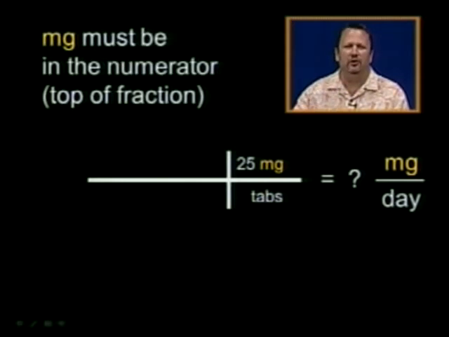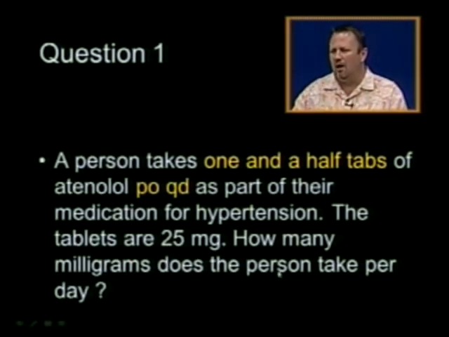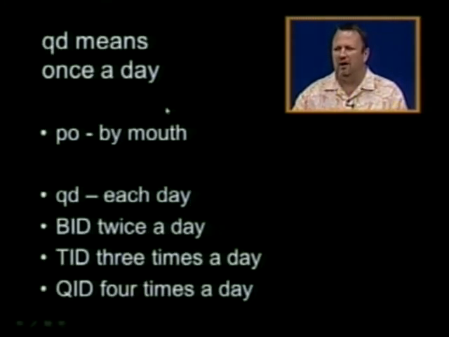Well, the next thing we need to do is cancel out those tabs. 1 1/2 tabs by mouth each day. PO is Latin for by mouth. Little q, little d means each day. Capital, all caps BID is twice a day. All caps TID is 3 times a day. All caps QID is 4 times a day.